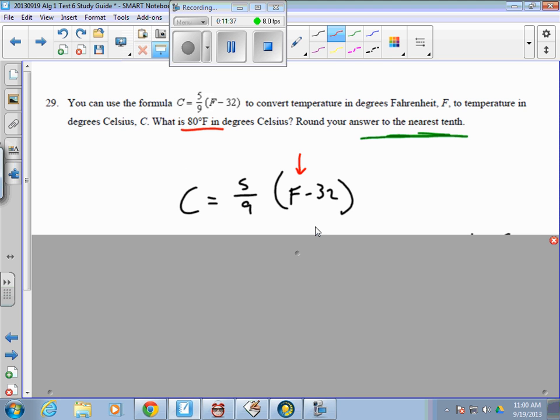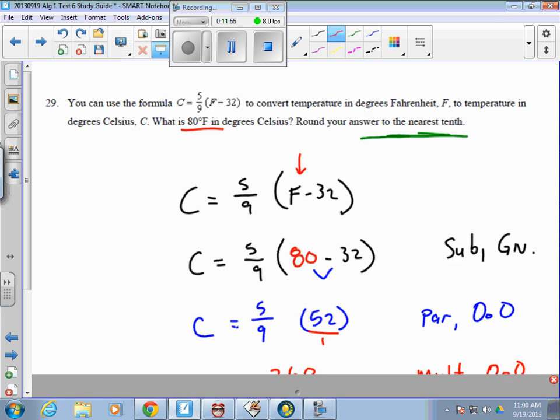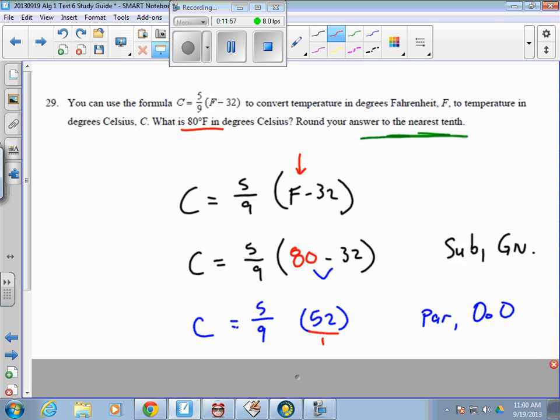29, use the formula to convert Fahrenheit into Celsius: 5 over 9 times (F minus 32). First thing you do is in place of F, substitute in 80 degrees Fahrenheit. So what you have is 80 minus 32. That's just a given value. Do what's inside parentheses first. 80 minus 32 is 52.